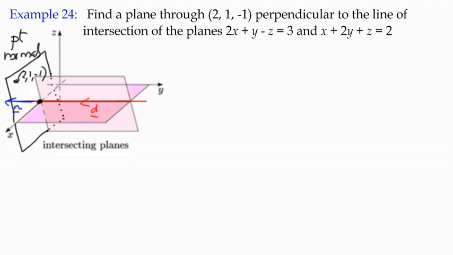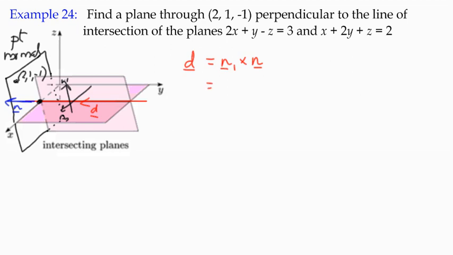Going back to a couple of examples, I think example 22, we were looking at the line of intersection of 2 planes. What we found was that we've got a normal vector to one plane, a normal vector to another plane, and the line of intersection is going to be perpendicular to them both. In other words, the direction vector of our line is going to be the vector product of the 2 normal vectors to those 2 planes.